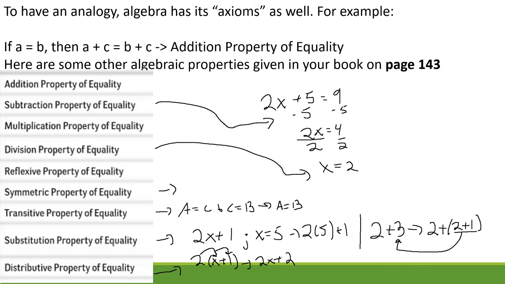Symmetric means you can flip stuff about the equal sign. So 2 equals 1 plus 1 is the same as 1 plus 1 equals 2. So that's what symmetric means. You can flip stuff about the equal sign.